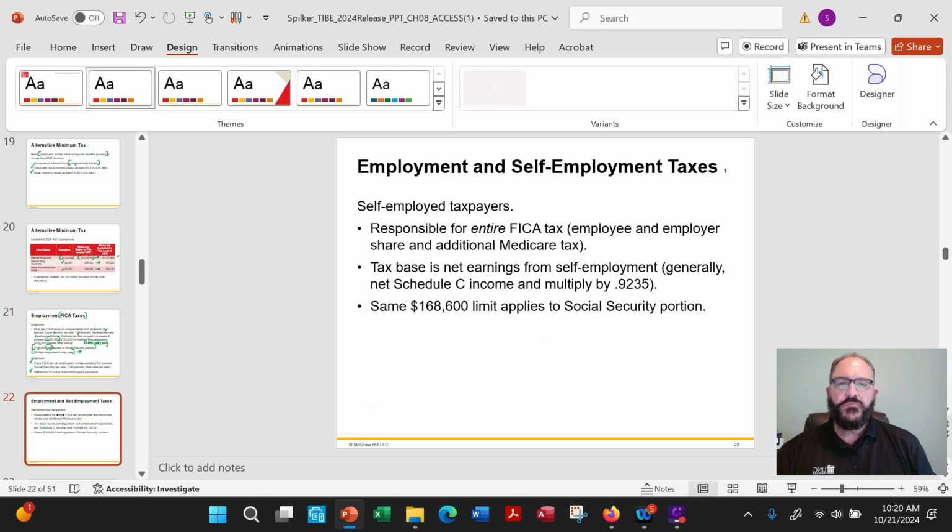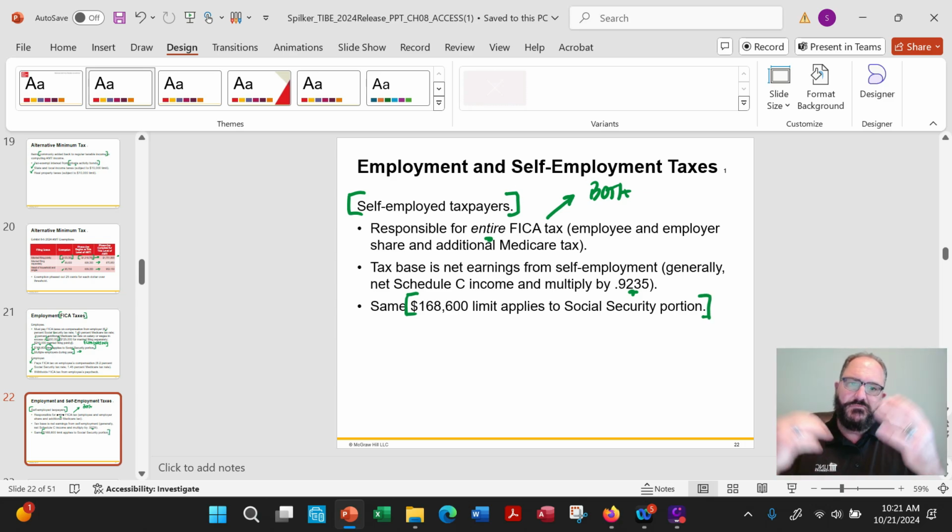Now self-employed people are responsible for the entire amount, so both sides. They have a calculation here. You take Schedule C net income and multiply by 0.9235. That gets you the base for the tax, and the same limit applies to Social Security. Basically they wind up getting a deduction based upon half that amount. Again, we mentioned that before. That's about fairness.